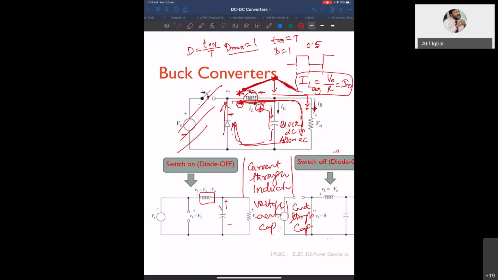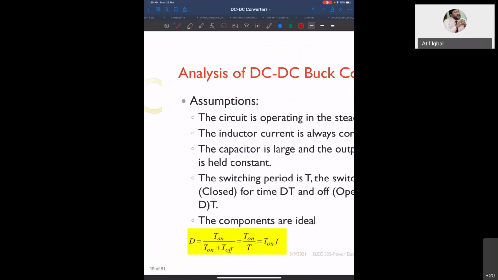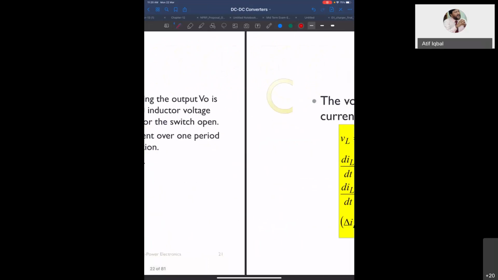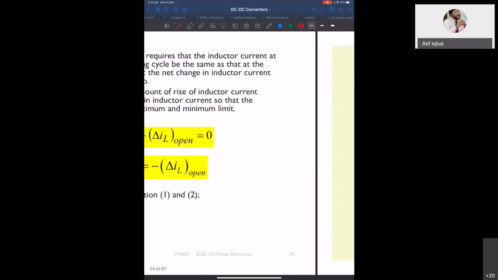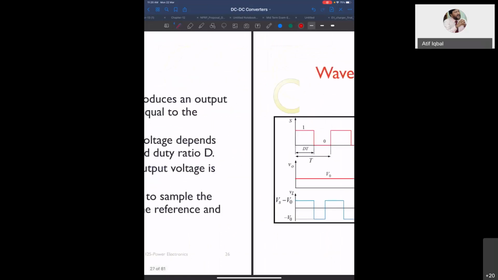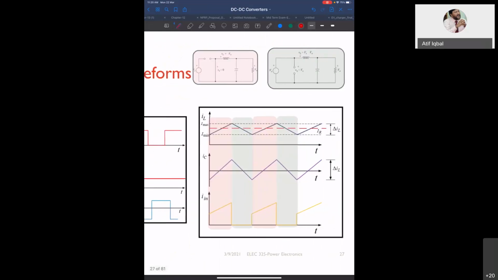Under a steady state condition, it will reach the same minimum value, and by that time the switch is turned on again. So the current will rise again and then fall again like this. So you will have the current waveform like this. So this is the current through the inductor.